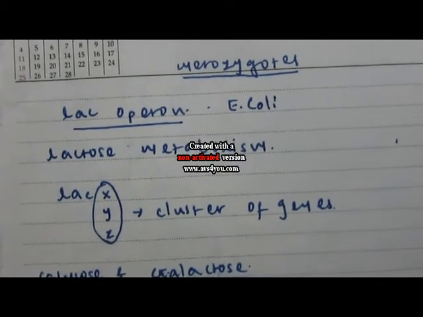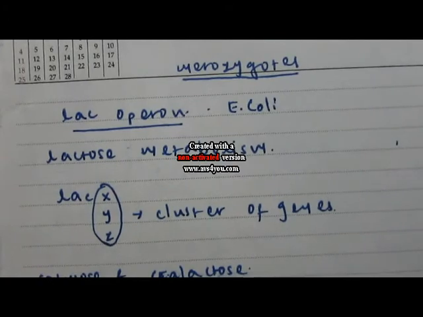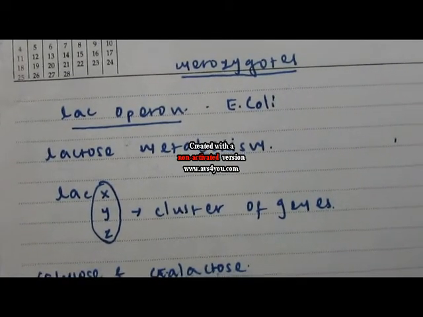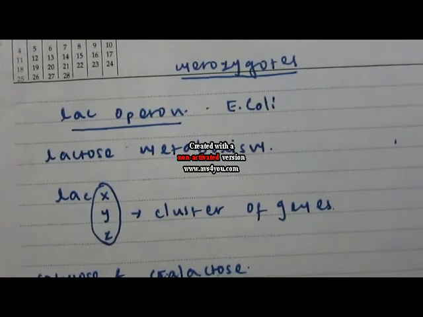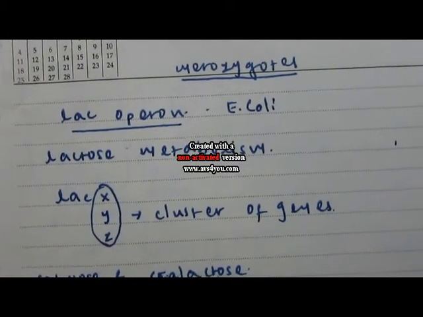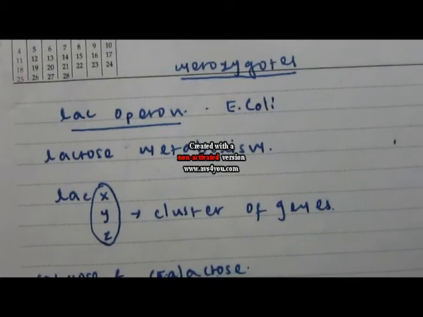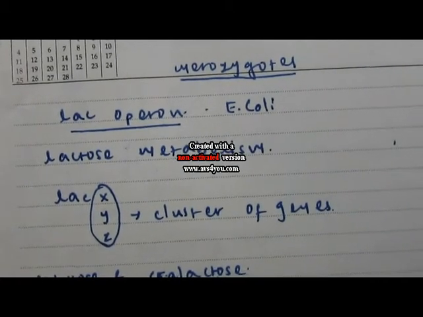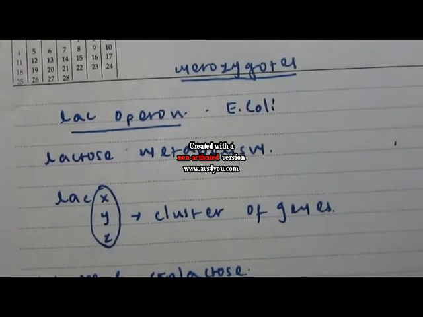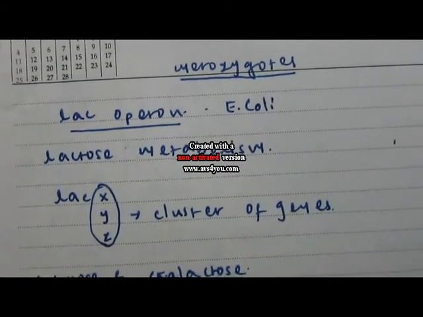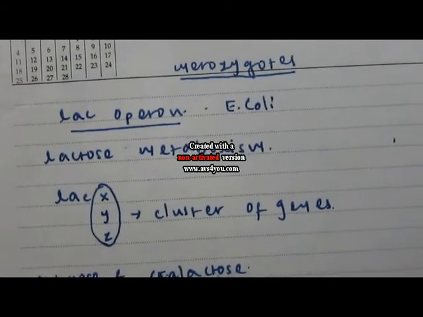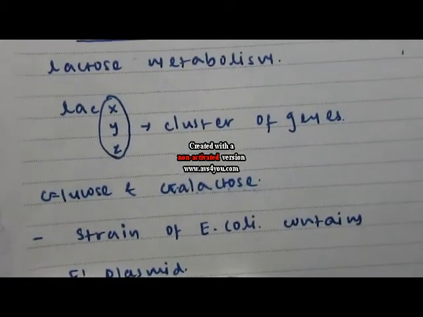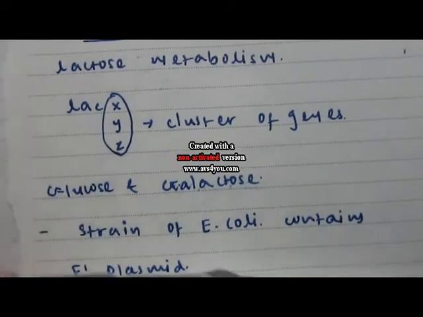Today we will learn the concept of Merozygotes in Lactose Operon system. I'm not going too deeply into the concept of lactose operon as well as its regulation in E. coli cells, but it is related to lactose metabolism, and it is a cluster of three different genes, X, Y and Z, and these three genes are responsible for the conversion of lactose into glucose as well as galactose.